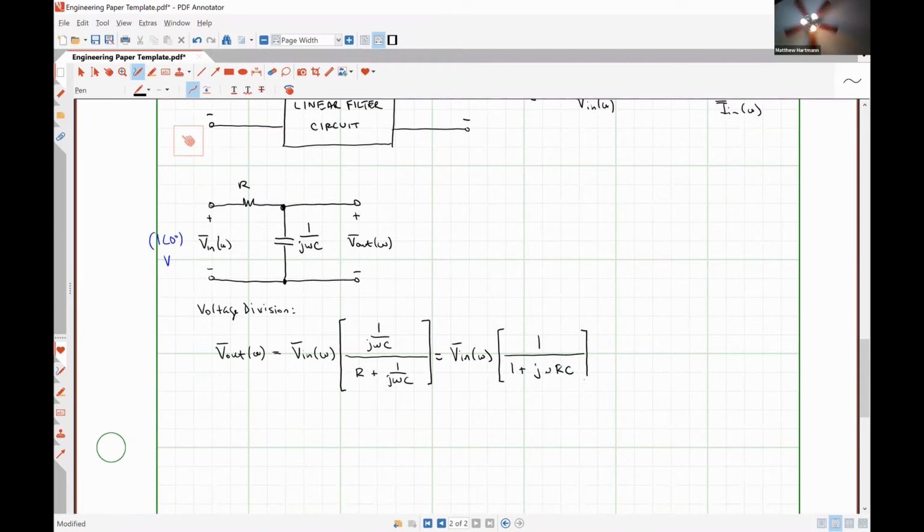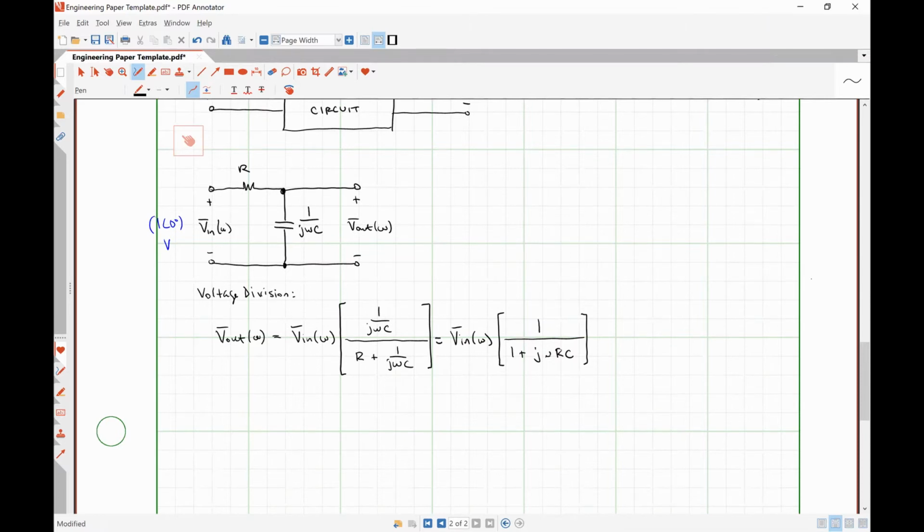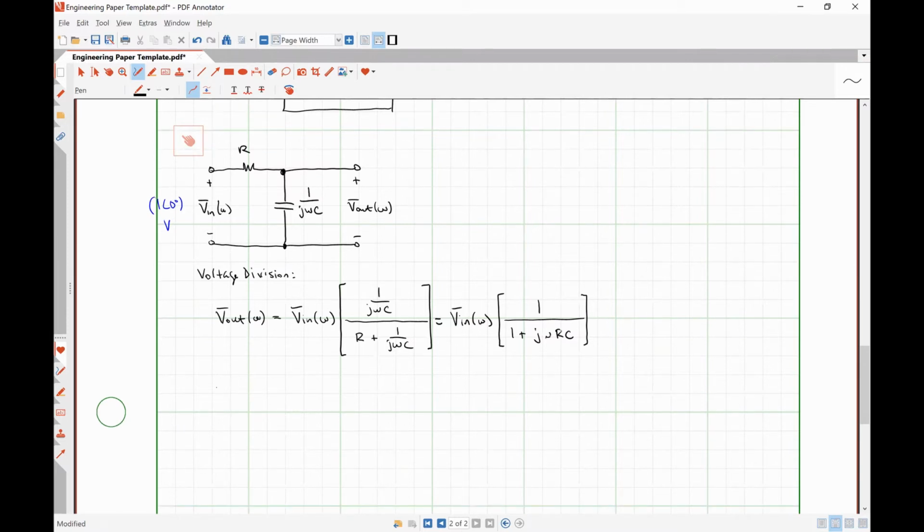So has the algebra that I've done there make sense? Multiplying both sides by j omega c, or the numerator and denominator by a factor of j omega c, I guess is the way to express that. Yeah, it looks fine. All right, so our transfer function then, which, if you recall from a couple of minutes ago, is simply V out divided by Vin, is then 1 divided by 1 plus j omega RC.